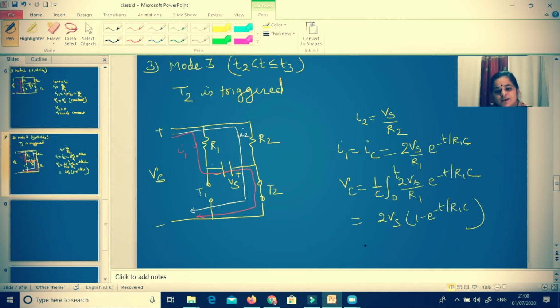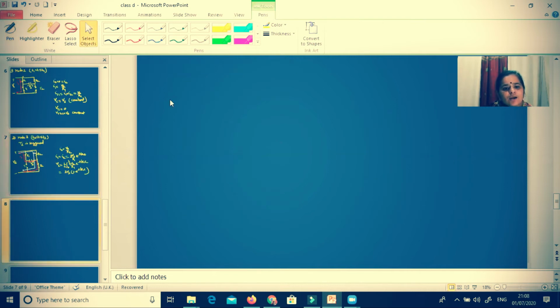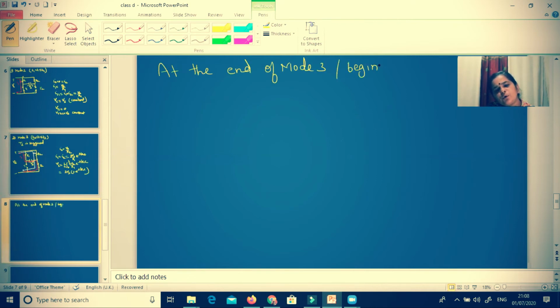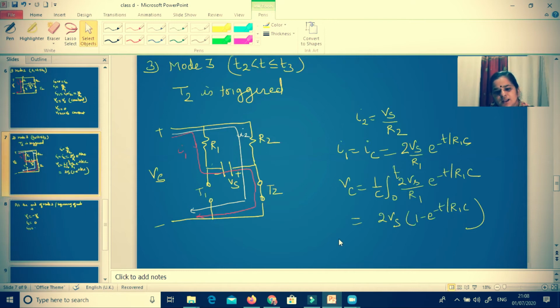So that's it. And now the end of mode 3 will be the beginning of mode 4 also. At the beginning of mode 4, what is VC? VC will be charged to minus VS. IC will be 0 at the end of this mode. IT1 will be 0. One more thing, in this mode, IT1 will be equal to 0.